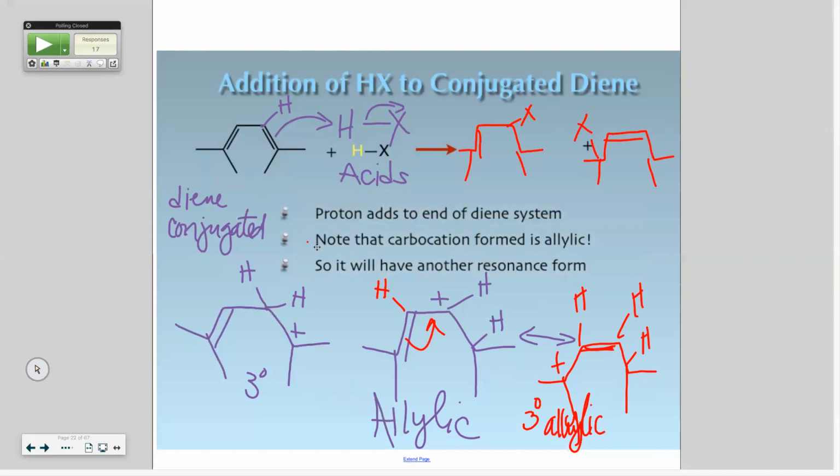So the proton adds to the end of the diene system. Note that the carbocation form is allylic, so it will have another resonance. And that's how you get two products.